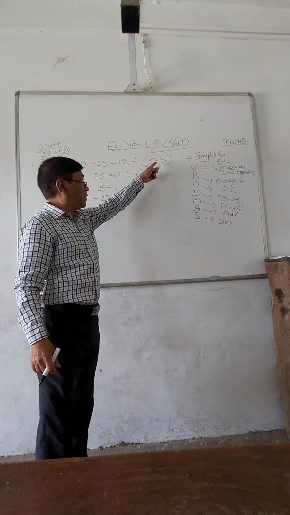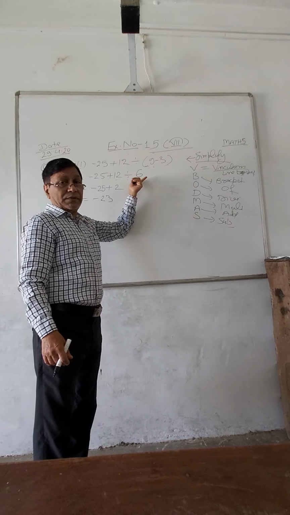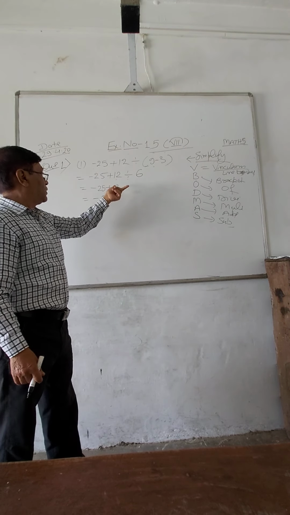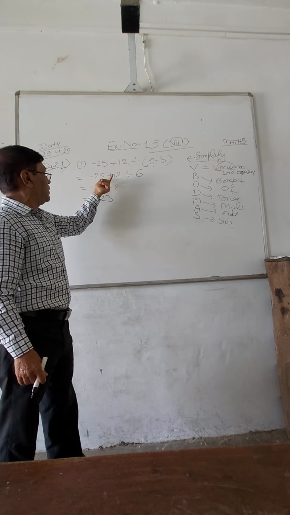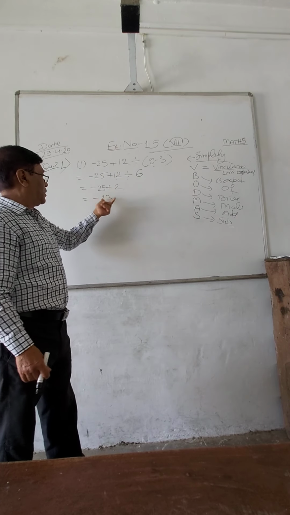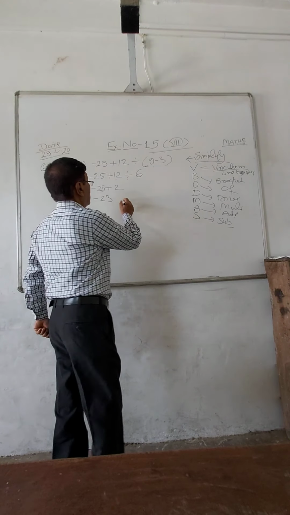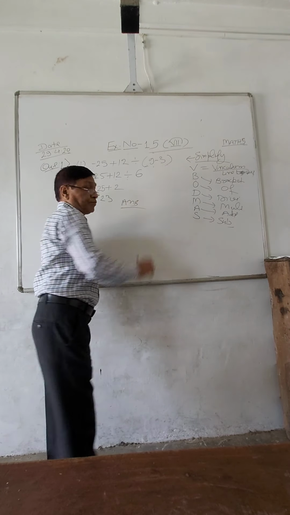First you solve the bracket. Solving the bracket gave 6, after 6 we solve this division, 2 will come, and then minus 25 plus 2, it will come minus 23. This is the answer of the first question.